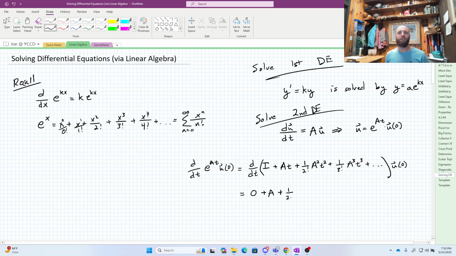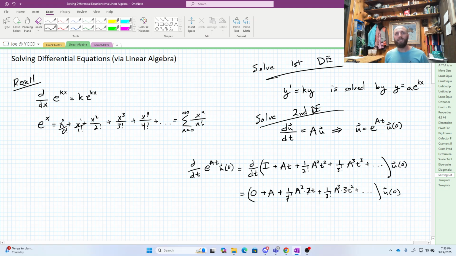I'm going to get 1 over 2 factorial, right? And I've got A squared. And then I've got times 2t. Notice the 2 here and the 2 there cancel. You guys on board with that? Then I'm going to get a plus 1 over 3 factorial A cubed times 3t squared. And then I'm going to get a bunch more terms that look kind of like this. And this whole thing's going to be times u of 0, right?